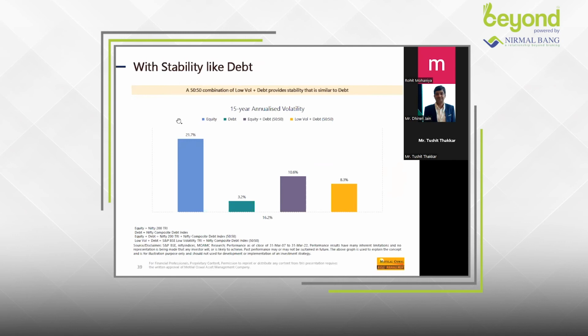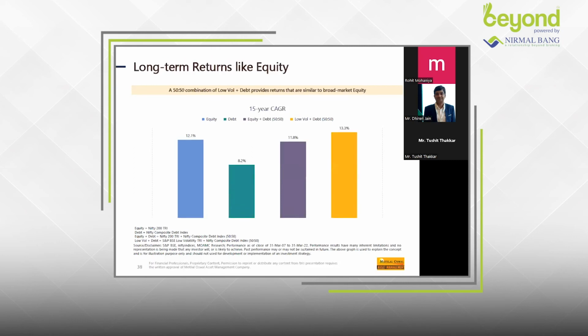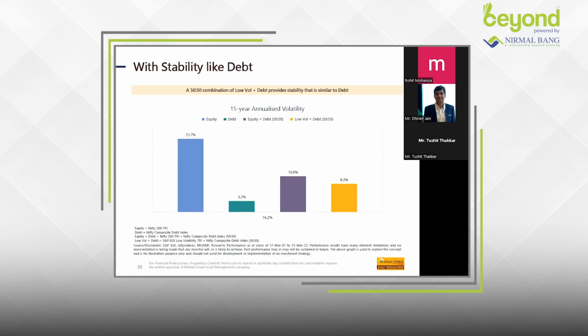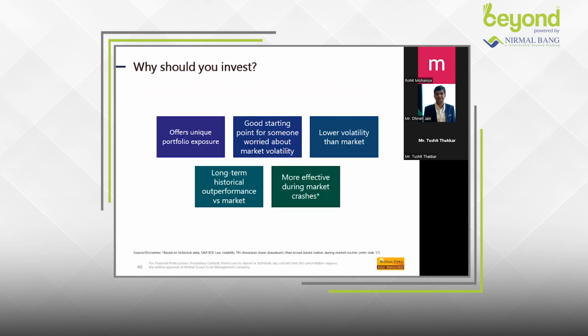अगर आप चार्ट देख सकते हो, तो look at the comparison. Equity is a 21.7% type of volatility. Debt obviously सबसे कम volatile होगा, but look at the volatility of low vol plus debt portion. It is close to 8%. In fact, even lower than 50-50 equity debt. So that is the beauty of the overall product. Gives you long-term returns like equity, better than equity, with the stability of debt. Right? That's the beauty of these type of product.